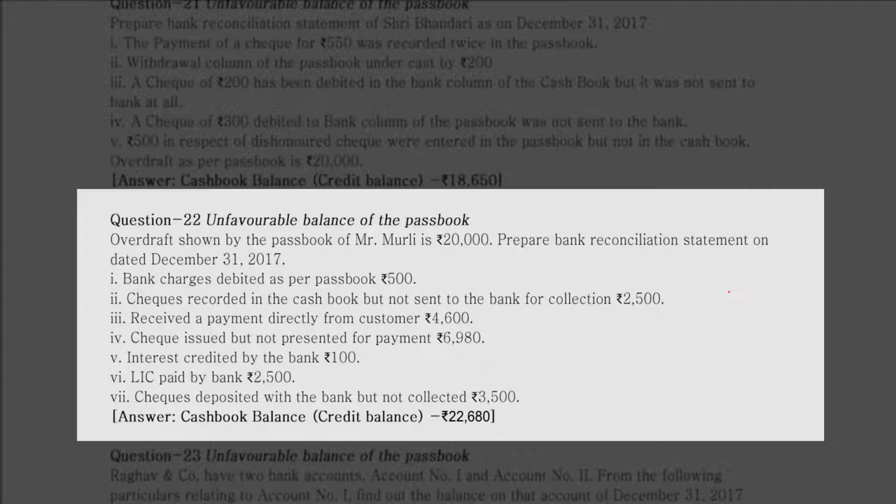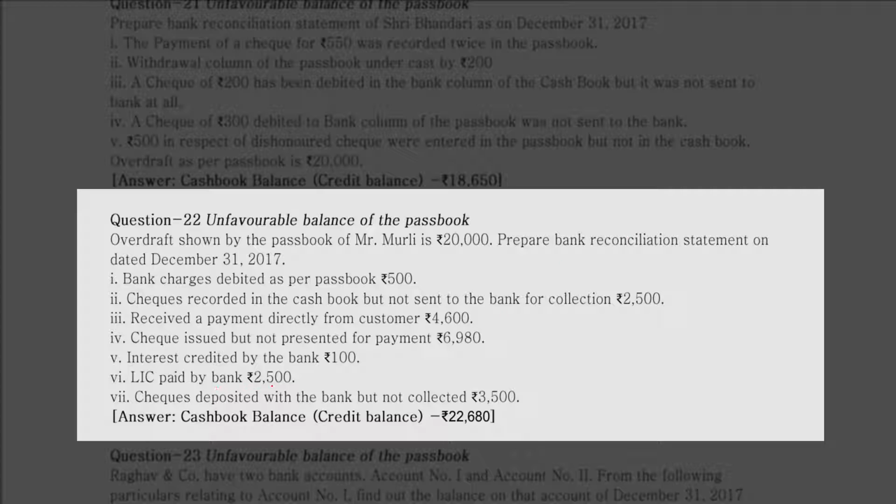So 4,600 was in the passbook, whereas in the cash book it was not there. So we'll just subtract from the passbook, because passbook is the starting point. Check issued 6980 was subtracted in the cash book but not in the passbook. So we'll subtract there as well. Okay, interest credited by the bank. 100 was added because this is credit in the passbook, but nothing was entered in the cash book. So we'll just subtract 100 from the passbook.